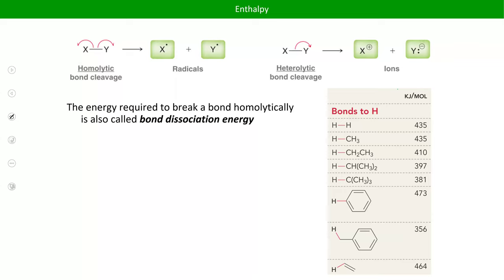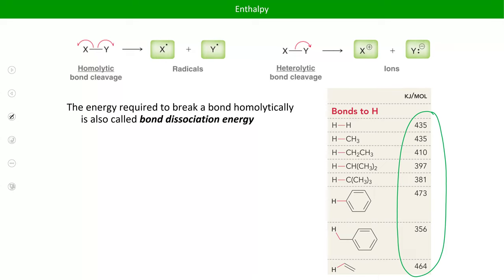But for homolytic bond cleavage, we can actually calculate these energies. A hydrogen attached to another hydrogen has 535 kilojoules per mole. Hydrogen to a carbon, if it's methane, is also 535. But you can see how as you start adding other variables, those numbers change a little bit. All of those are high enough that the visible spectrum doesn't touch them.